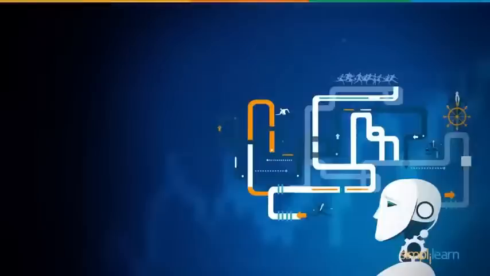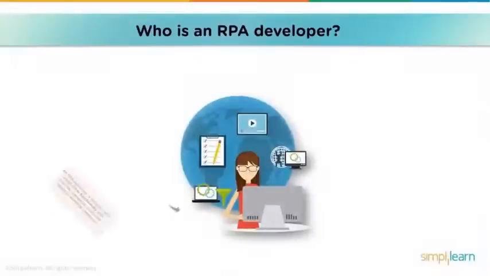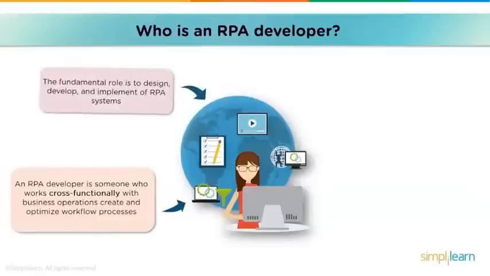Let's begin by understanding who an RPA developer is. Generally speaking, an RPA developer is someone who works cross-functionally with business operations and business analysts to create and optimize workflow processes. However, this is a relatively new career path, and many organizations' formal titles for RPA developers differ. Other similar positions may include titles like process designer or automation architect. But no matter the title, the role of a successful RPA developer involves designing, developing, and implementing RPA systems.